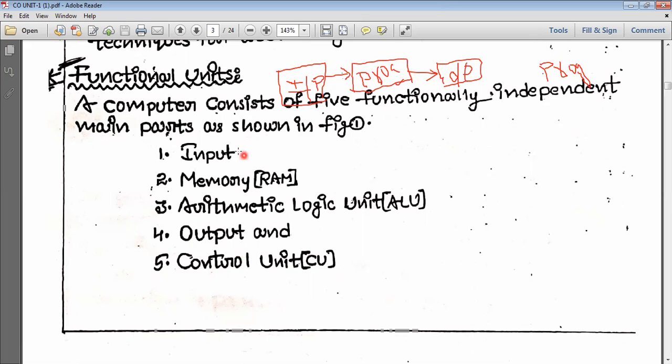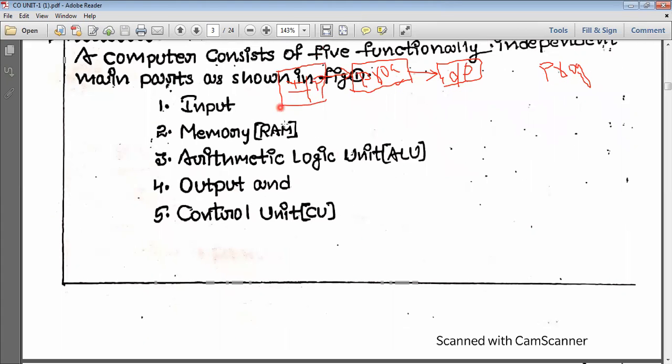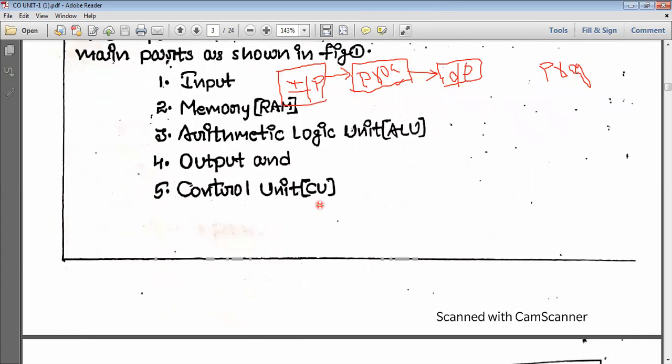That means the input will be transferred from the input to the processor. In that ALU, execution will take place. After getting the result, that result will be moved to output. Totally, these operations are coordinated by using this control unit. So these are the different functional units in any computer.